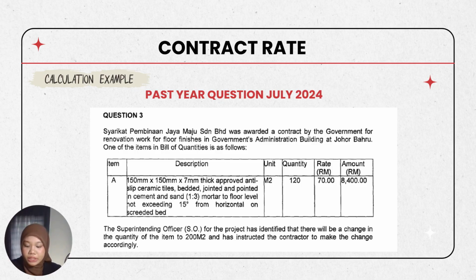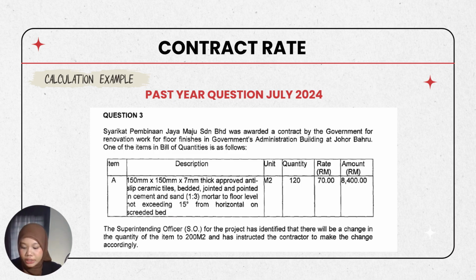The Syarikat Pembinaan Jaya Maju Sidang Berhad was awarded a contract by the government for renovation work for floor finishes in government administration buildings at Johor Bahru. One of the items in the bill of quantity is as follows.